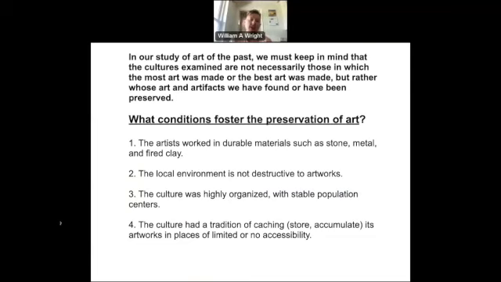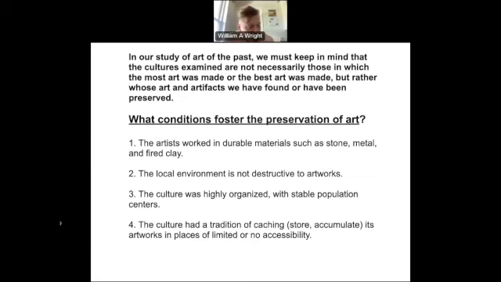But another one we need to talk about is when we study art of the past, we have to keep in mind that cultures examined are not necessarily those in which the most art was made or the best art was made, or even certainly wasn't the only art that was made. It's just the art and artifacts that we have found or have been able to preserve.